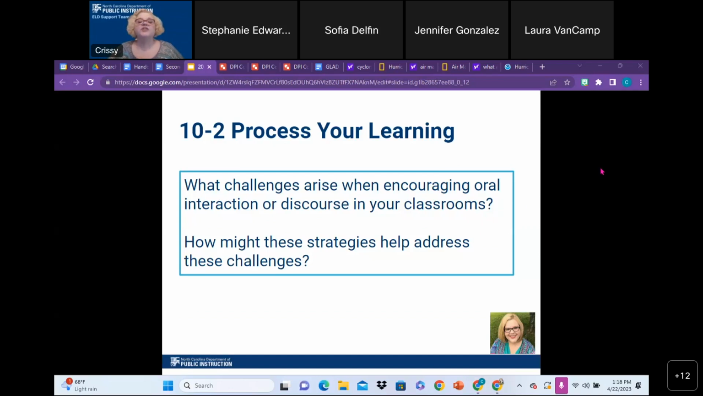What challenges do you face when you do oral interaction activities or try to have academic discourse? And how might these open sort strategies or the sentence patterning chart or the chants help overcome those challenges?